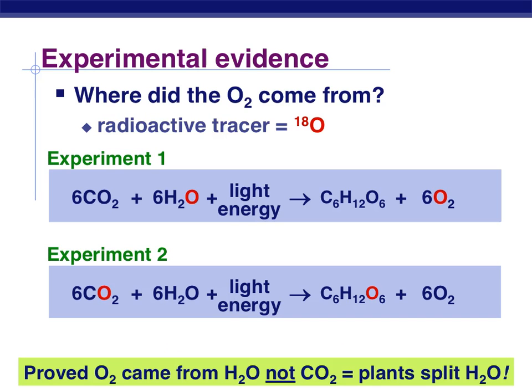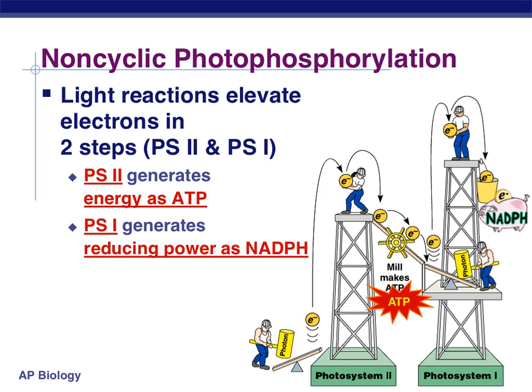Okay, we're going to skip this slide over. All right, so there are two ways that these photosystems work. The first way we're going to talk about is the way that we want it to work, the general way that it normally works. And it's called non-cyclic photophosphorylation.